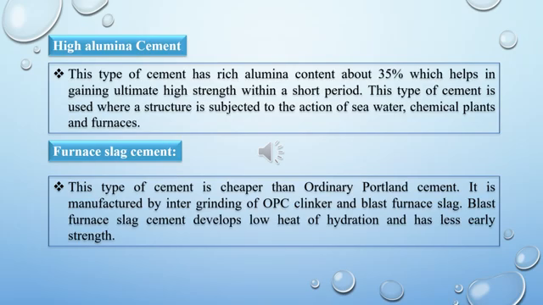So if anyone asks how you can prepare furnace slag cement, then you can easily answer him. You can say if you grind OPC with blast furnace slag, then it will develop furnace slag cement. So students, these were two cements. High alumina cement, which includes 35% of alumina, and this alumina gives it ultimate strength. And next one was furnace slag cement, which is prepared by grinding OPC clinker with blast furnace slag. And this cement has low heat of hydration.